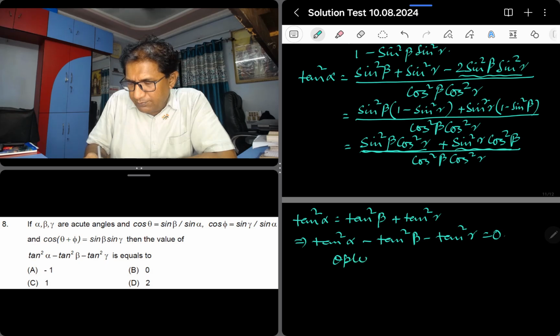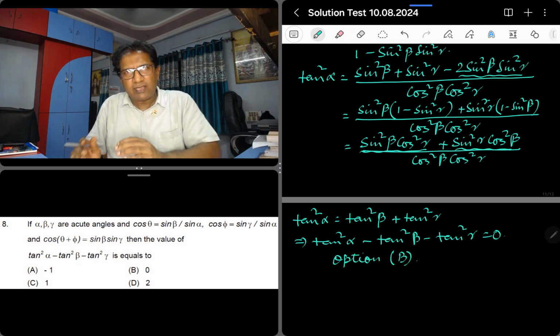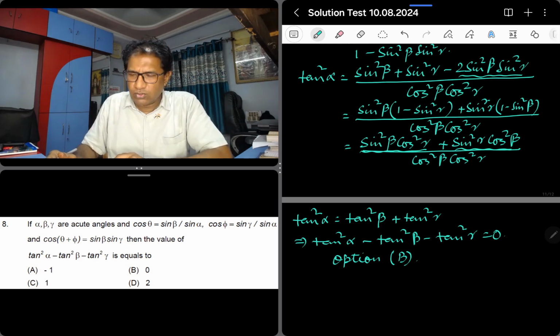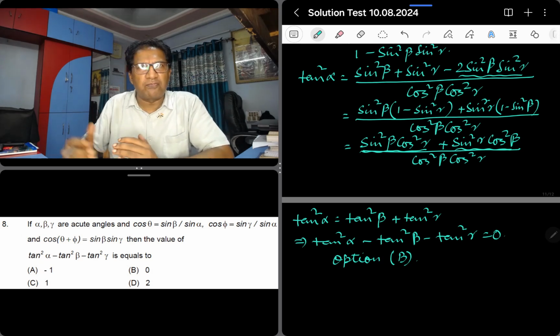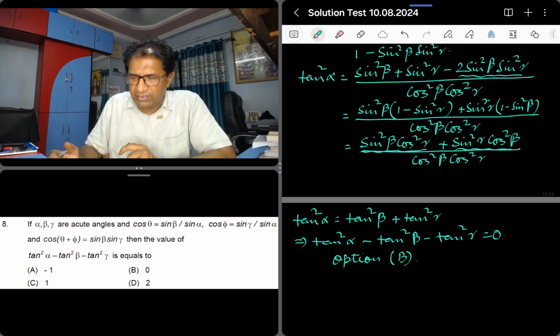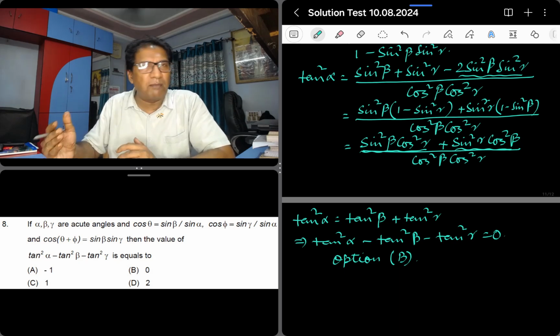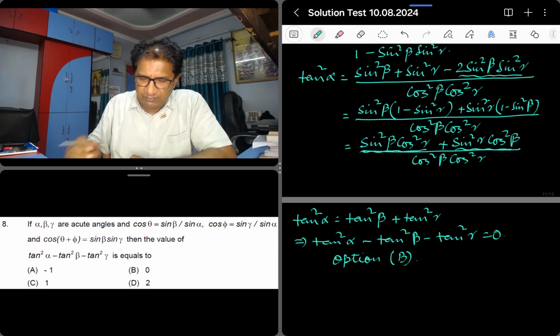Hence option B is correct for this sum. This sum is pretty lengthy. So try this sum several times so that you will be comfortable with this kind of problems which may come in the future. Okay, let us move to the next problem.